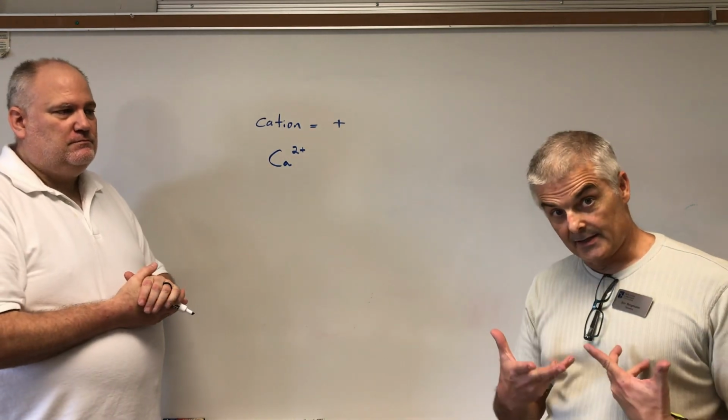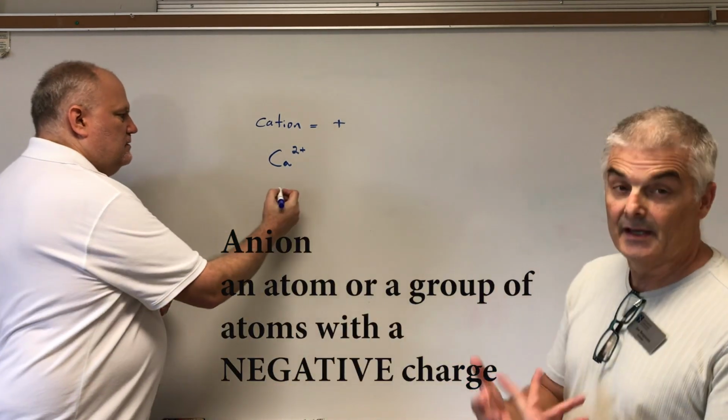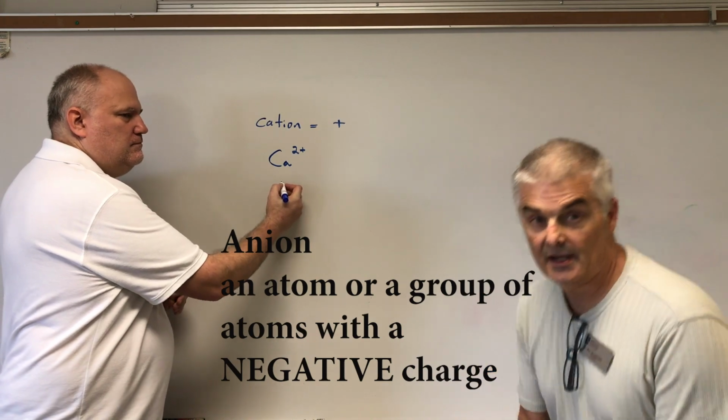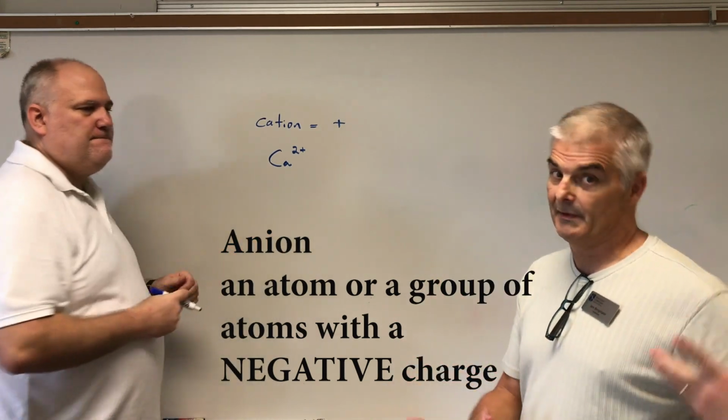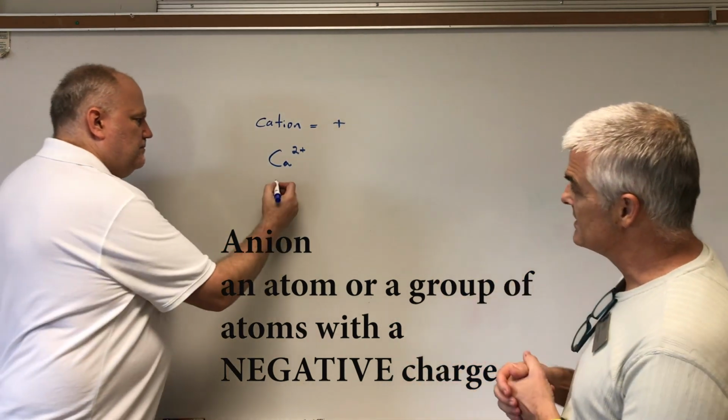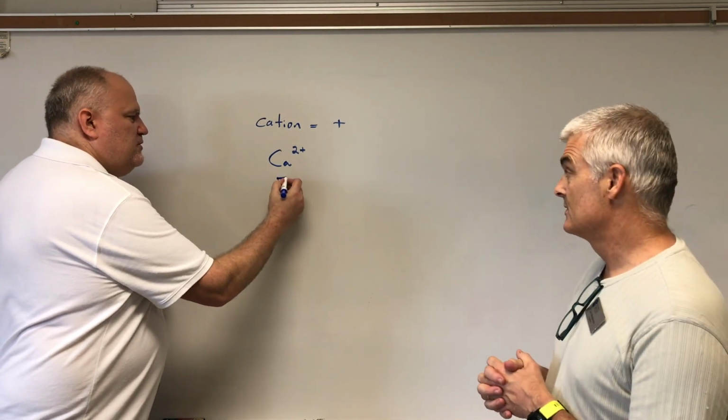Okay, so that's a cation. The opposite was an anion. So what's an anion? An anion is an ion with a negative charge. By the way, it could also even be a group of atoms with a negative charge. So give us an example of an anion, Mr. Dimitrievich. So let's say we do fluorine.